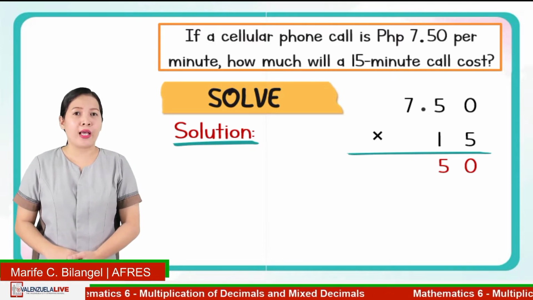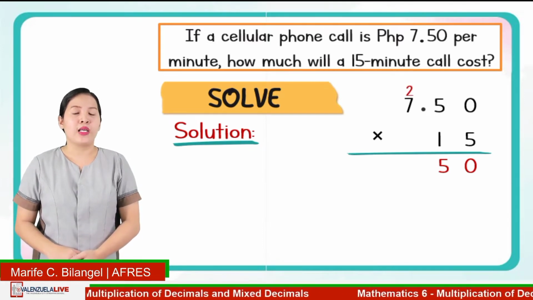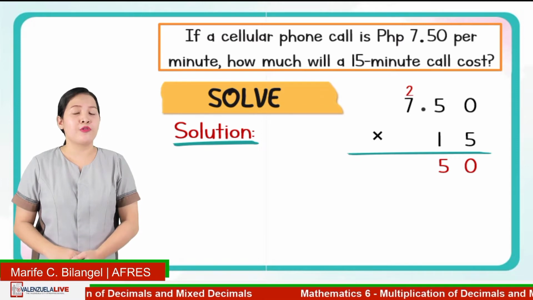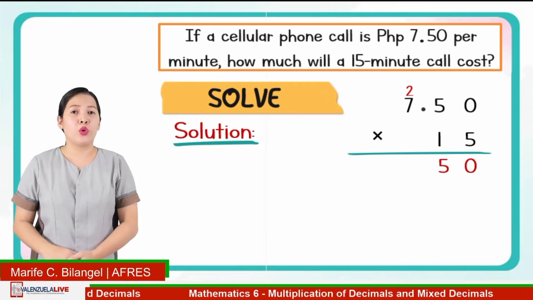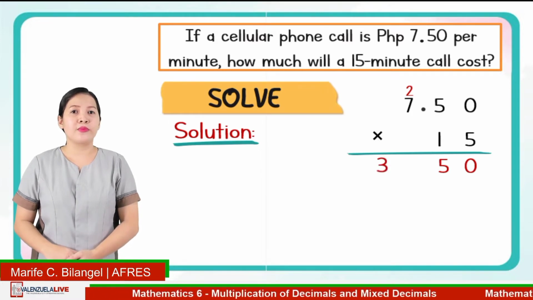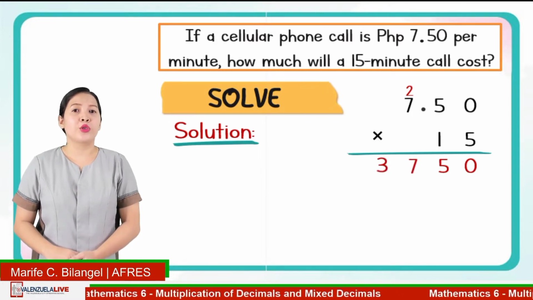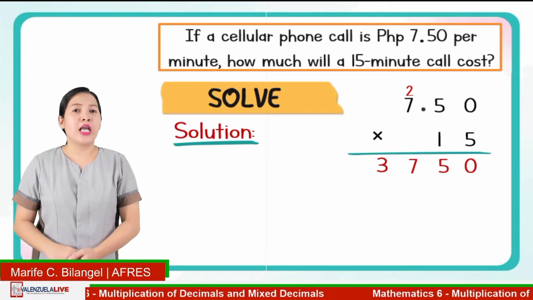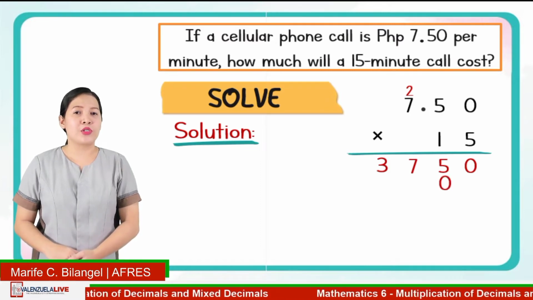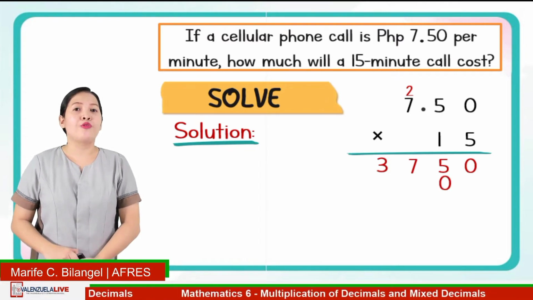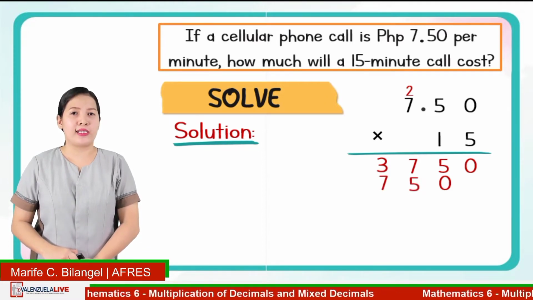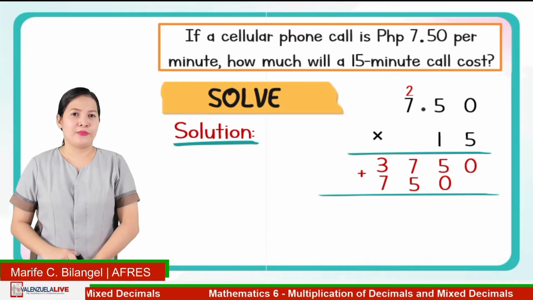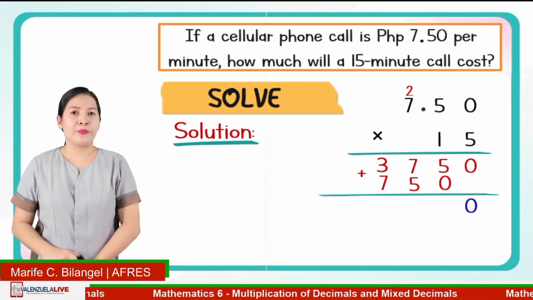Write down 5 and regroup 2. Next, 7 times 5 is 35 plus 2 is equal to 37. Write down 37. Then we have 0 times 1 is 0. 5 times 1 is 5. 7 times 1 is 7. Let's add the results. Bring down 0.